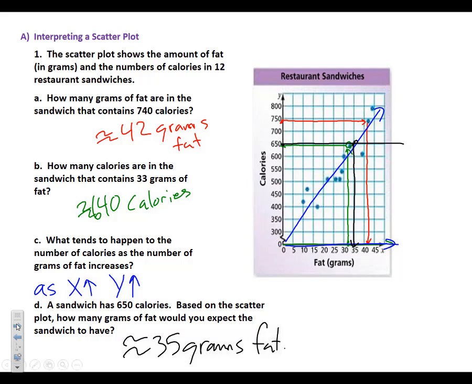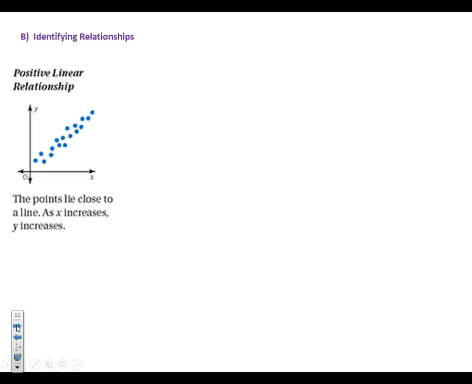Ladies and gentlemen, let's talk about those relationships that can exist in a scatter plot. The first we're going to talk about is a positive linear relationship, and you know that because on the left, where the line increases from left to right, we have a positive slope, and we're going to call that on a scatter plot a positive relationship. Notice it does say as x increases, y increases, and that was just on our example a moment ago.